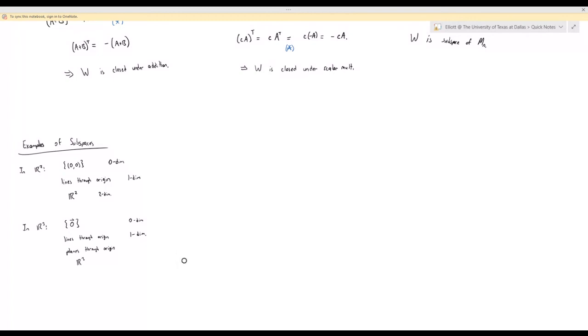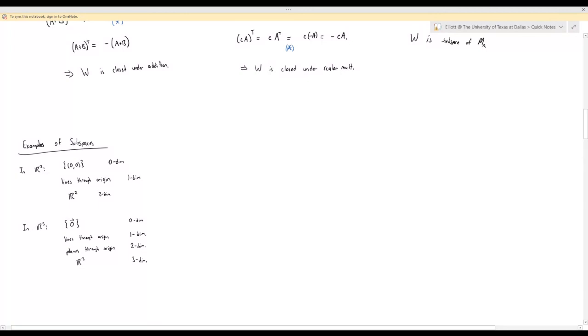Planes through the origin would be the 2-dimensional subspaces of R3, and then the only 3-dimensional subspace of R3 is itself. And you can maybe guess you're not going to have any 4-dimensional spaces in R3 because you wouldn't be able to fit it in there.